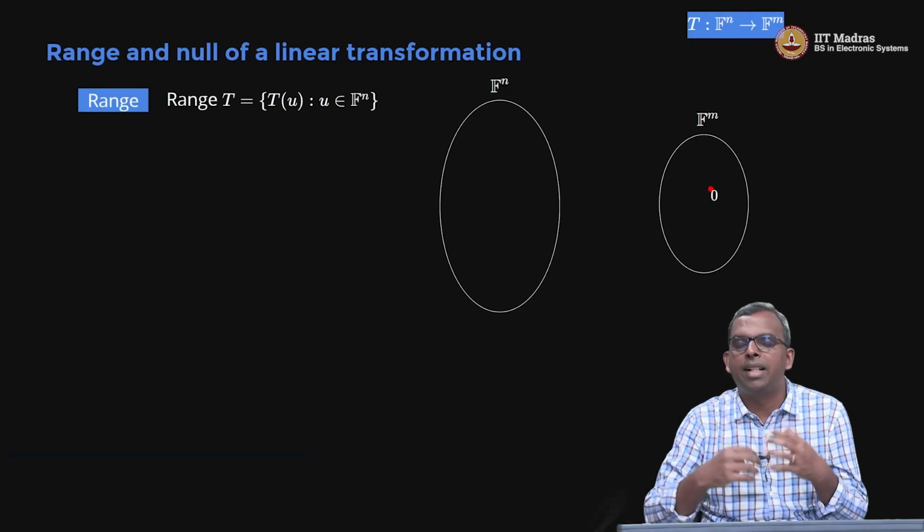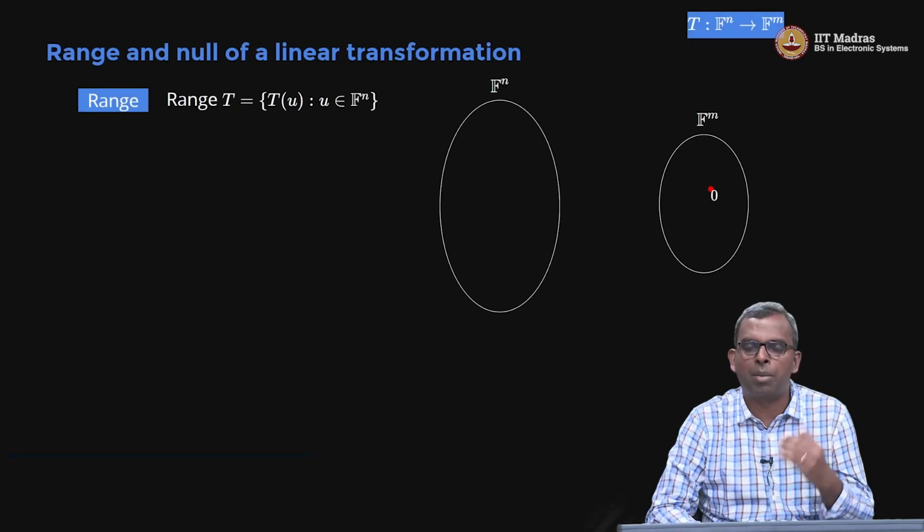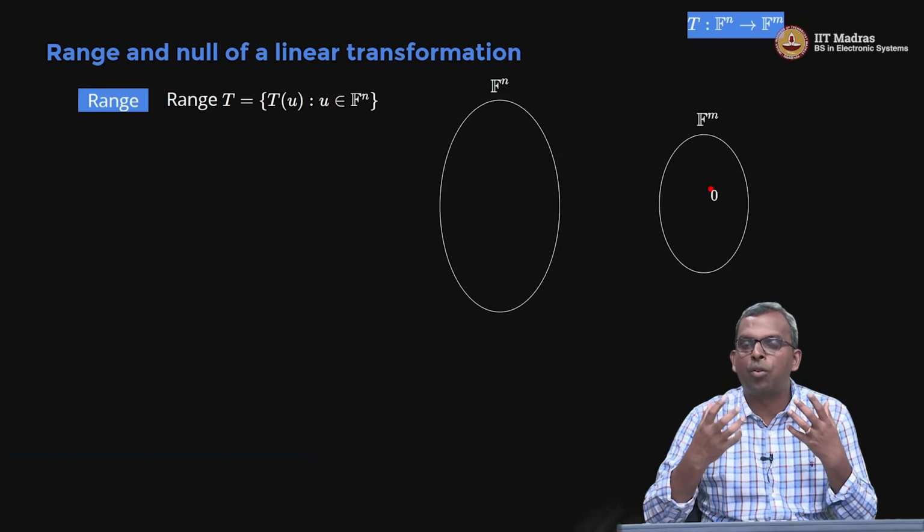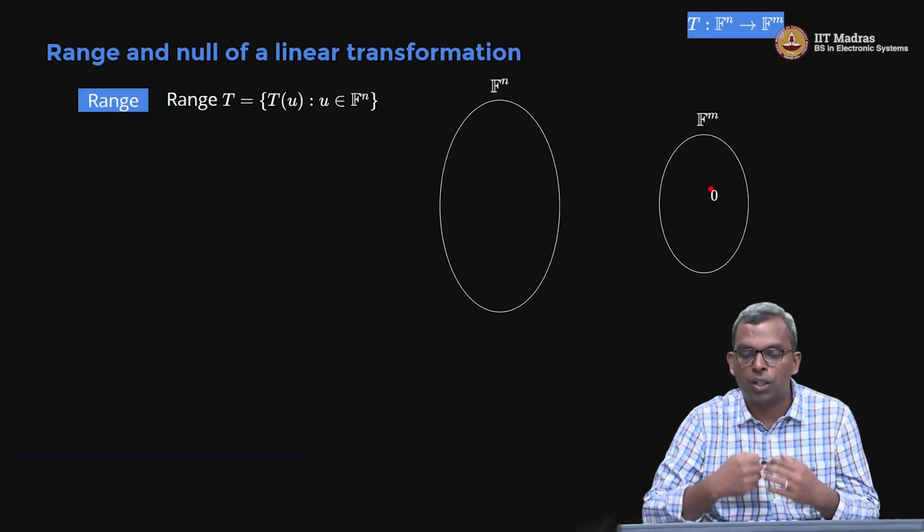So, we are going to start studying linear transformations more closely. If you remember from our lectures for R2, we were looking at the range of a linear transformation and null of a linear transformation, and that gave us a lot of information about what the linear transformation is. So, that is what we are going to do now.